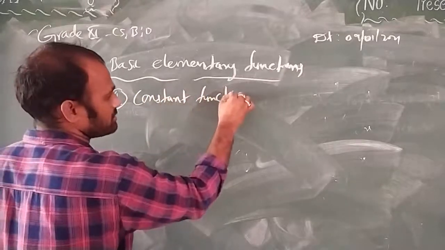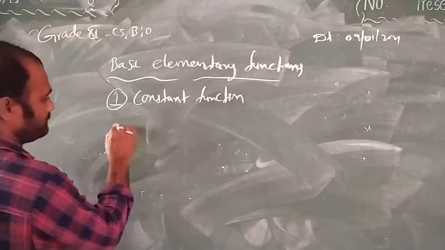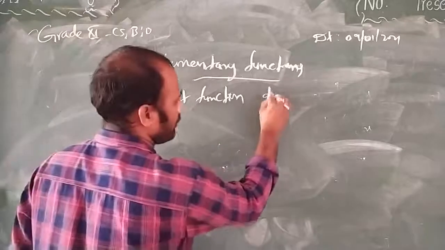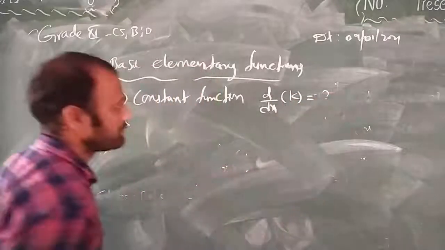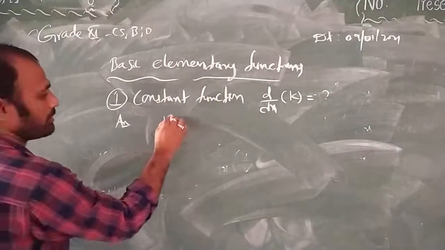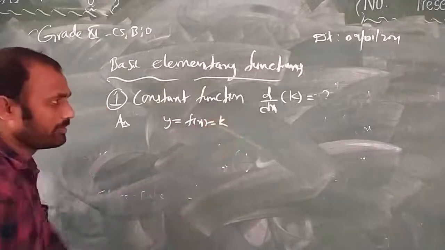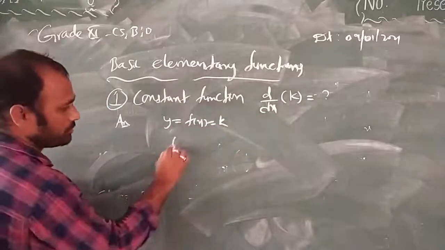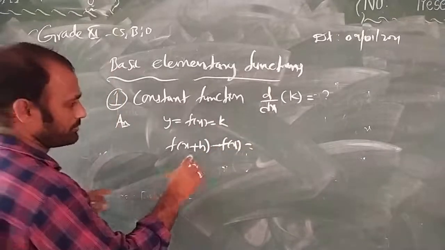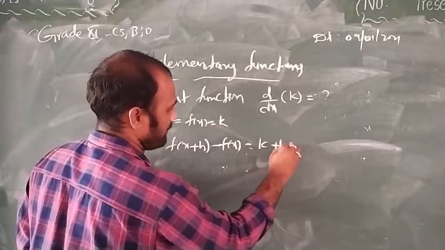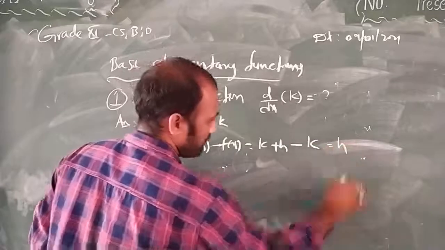So let us derive this answer by using the first principle. What will be the derivative of a constant function? Let any variable, let us suppose it is a. That we are going to find out. So let y is equal to, whatever, we can consider f of x is equal to k. I am taking the constant function as k. So we need to find f of x plus h minus f of x. In place of x substitute x plus h, so it will be k minus f of x, which is k. So k gets cancelled, it will be h.